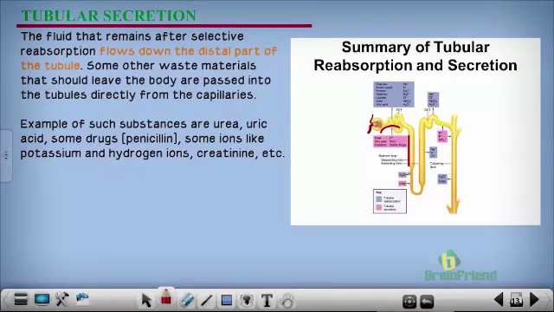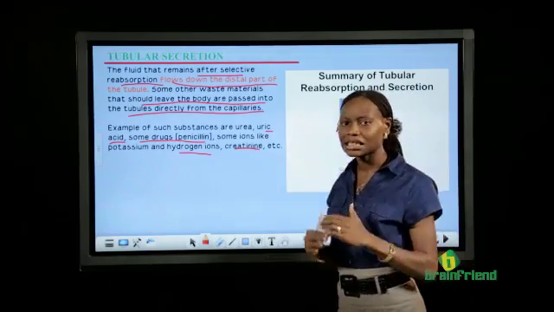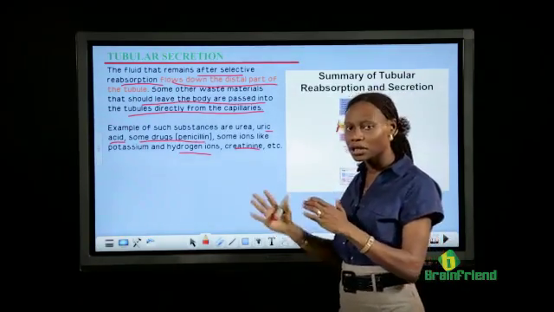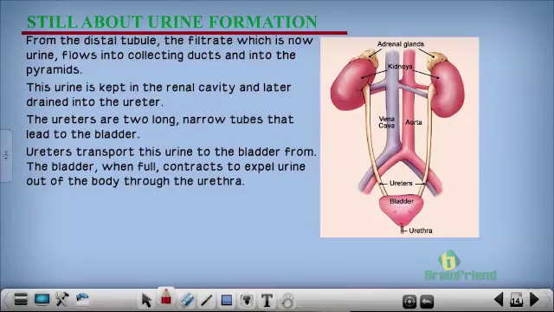The filtrate still further goes down to the distal convoluted tubule. The fluid that remains after the selective reabsorption flows down the distal part of the tubule. Some of the waste materials that should leave the body that were not passed out through the plasma go directly into the tubes from the capillary at the distal end of the tube. So substances such as urea, hydrogen ions, creatinine, uric acids, even some drugs, all of those substances that the body thinks it doesn't need, that are still remaining in the blood, it excretes back into the glomerular filtrate at the distal convoluted tubule. This process is known as tubular secretion.